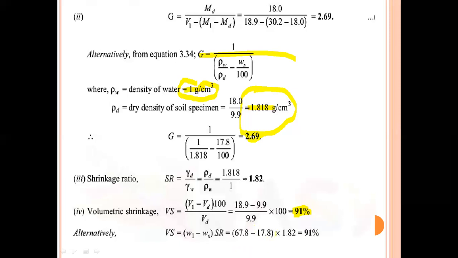Into SR value 1.82, that equals 91 percentage. It is the alternate procedure for the volumetric shrinkage. Any doubt in this problem? Next we go to the second problem.